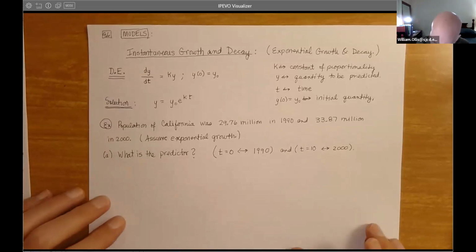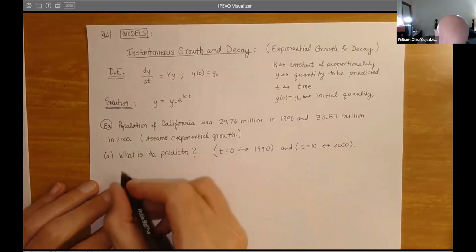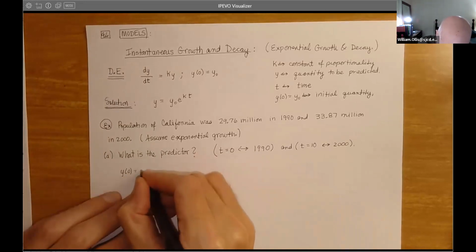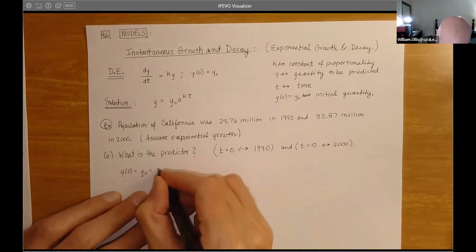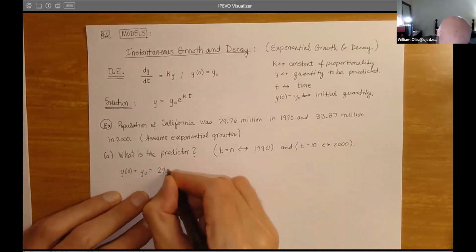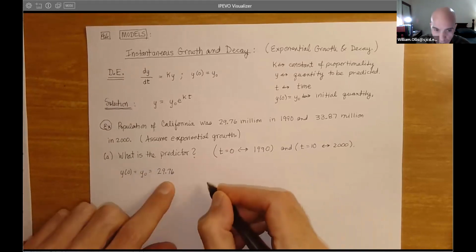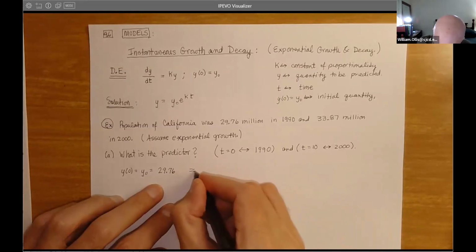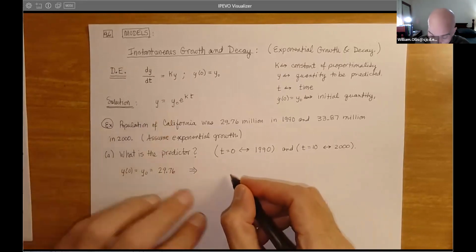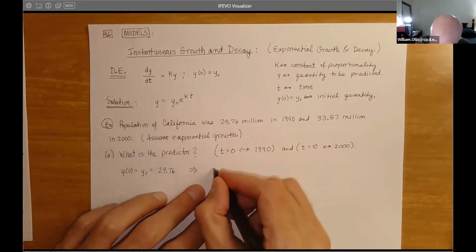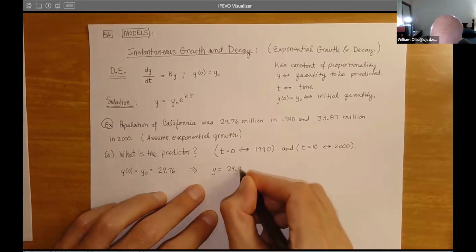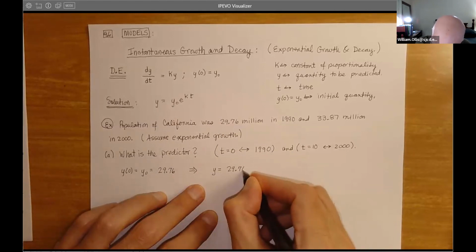So now notice, if this is true, then we have y of 0, which is y sub 0, is going to be 27.76. And this is million, but we know that, so we've got this. So this implies, if we use the solution curve, at least initially, that y equals 29.76 times e to the kt.